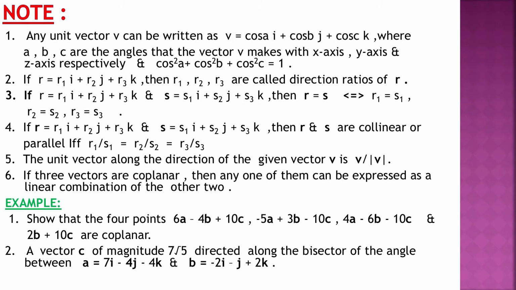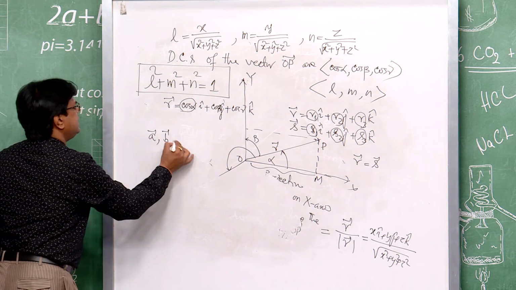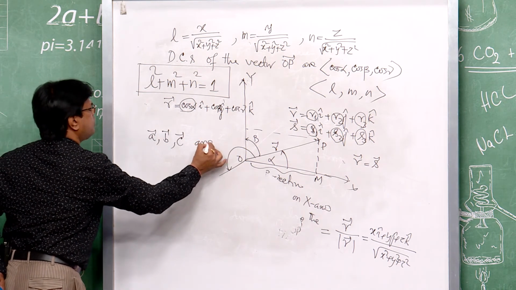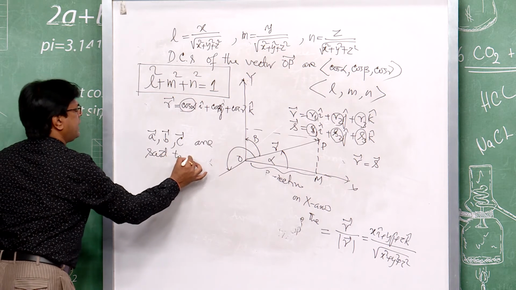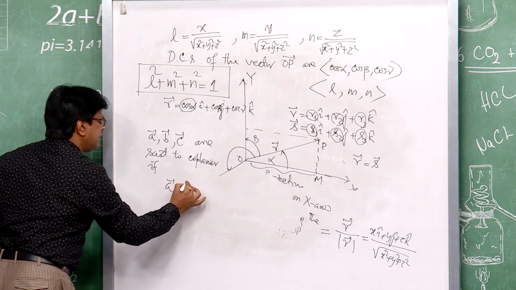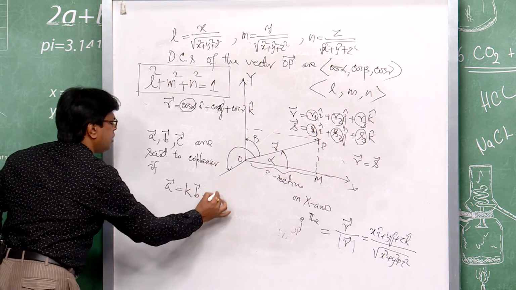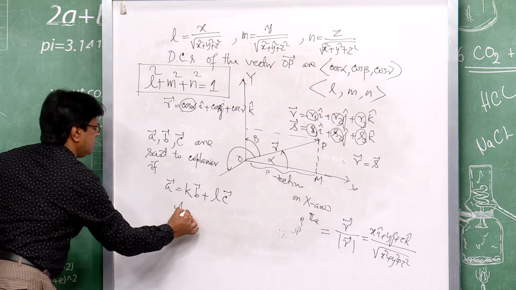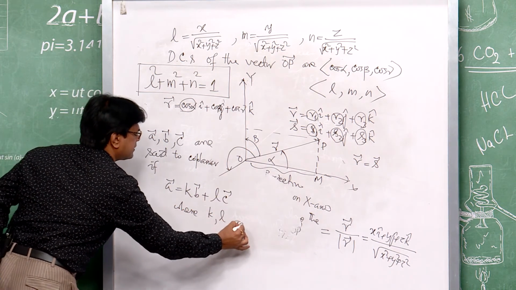If three vectors are said to be coplanar, then one of the vectors can be expressed as a linear combination of the other two vectors. Suppose A, B, C are three vectors said to be coplanar, then the A vector can be expressed as k into B plus l into C, where k and l are scalars.